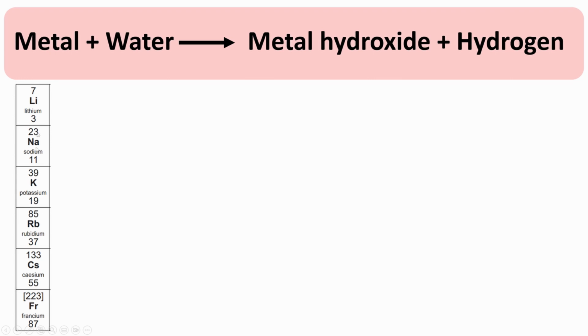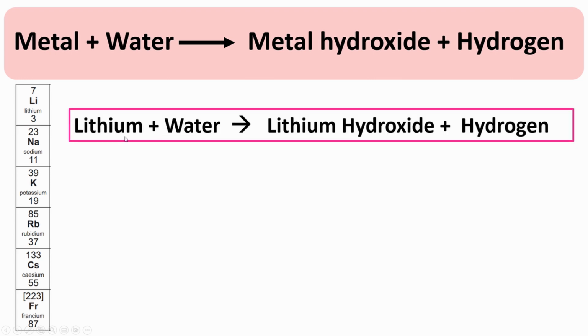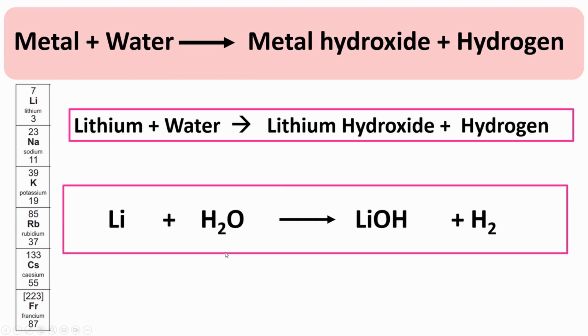Here are all the alkali metals. This is the group 1 alkali metals from the periodic table. Let's start by looking at the equation for lithium with water. So lithium plus water produces lithium hydroxide plus hydrogen gas. This is the word equation. Here is a symbol equation.